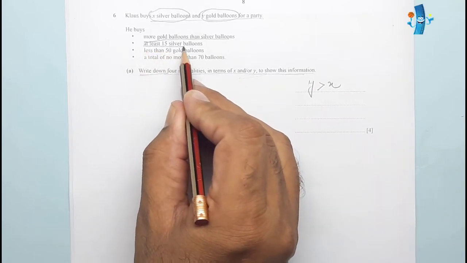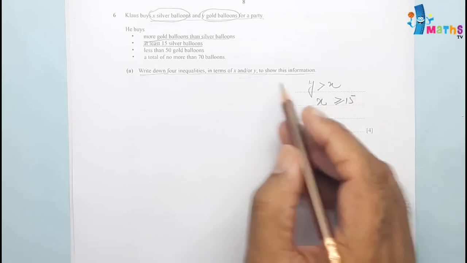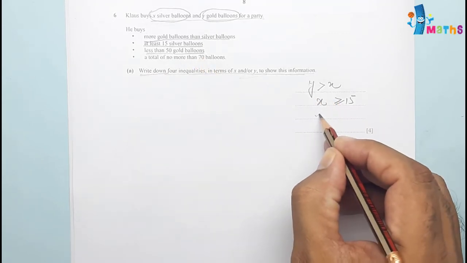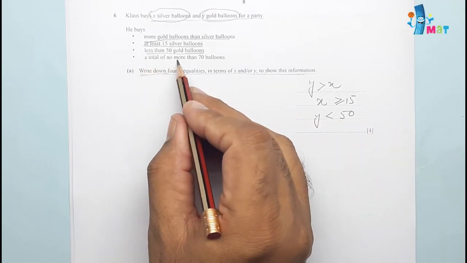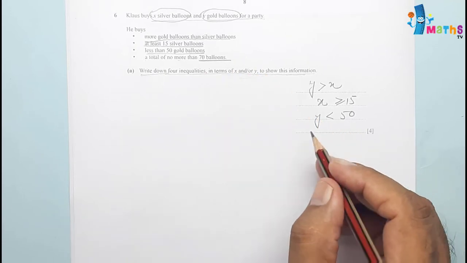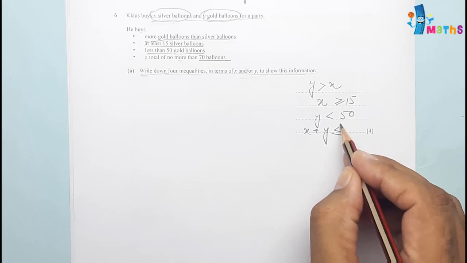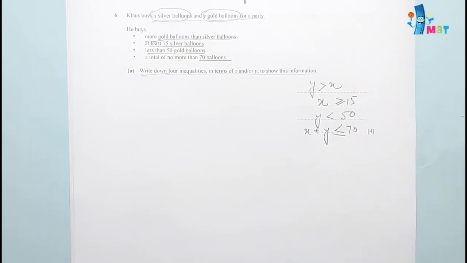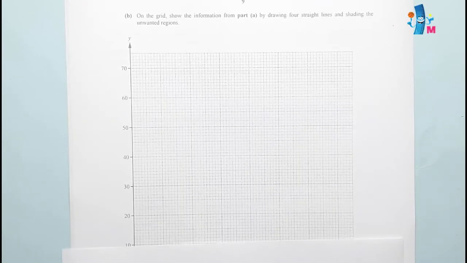Second, at least 15 silver balloons. So X is greater than or equal to 15, at least. Less than 50 gold balloons. So this will be Y is less than 50. And a total of no more than 70 balloons. So X plus Y is less than or equal to 70. These are the 4 inequalities which are required, and in the next part we have to show these 4 inequalities on the grid given.